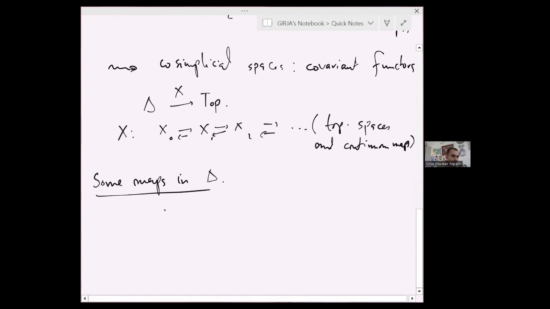So here are the coface maps. These are denoted by di, and they are maps between these ordered sets from n minus 1 to n. So there are n plus 1 elements in this and n elements in this, ordered sets from 0 to n minus 1, 0 to n. And what these di's do is they basically omit i, and i is running over this.